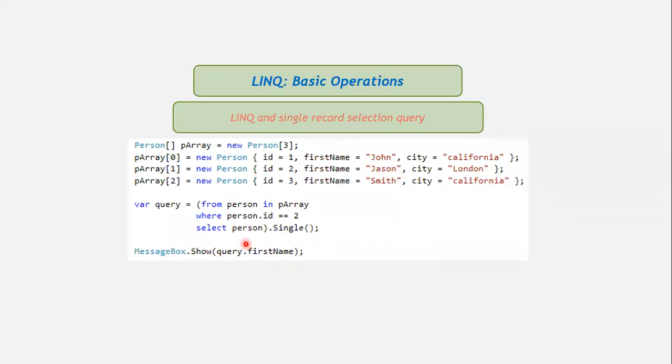So the impact of this query will be the returning of the second object, the person object with ID equals to 2. And then we are showing the name of the person object that we retrieved. So this is single record selection from the set of objects by using immediate execution with the help of the Single method.